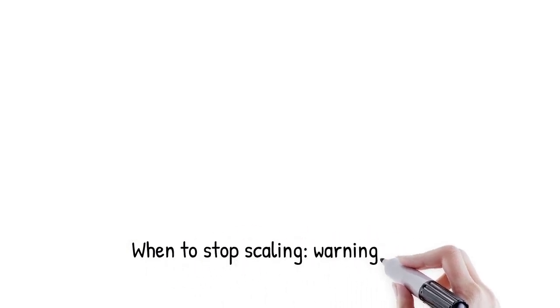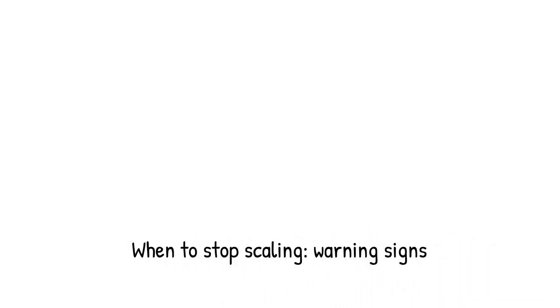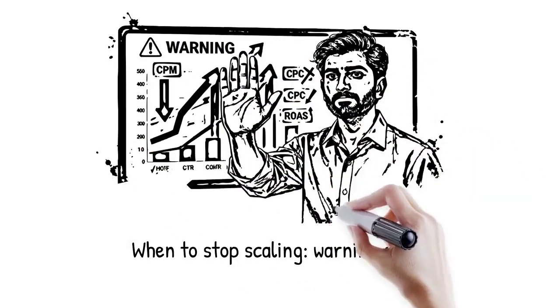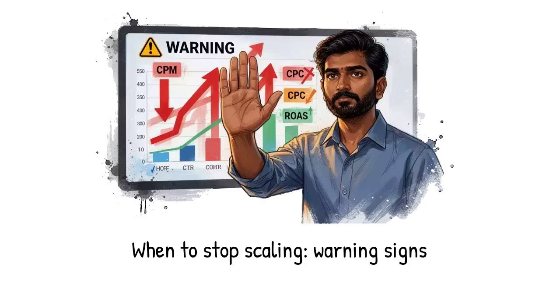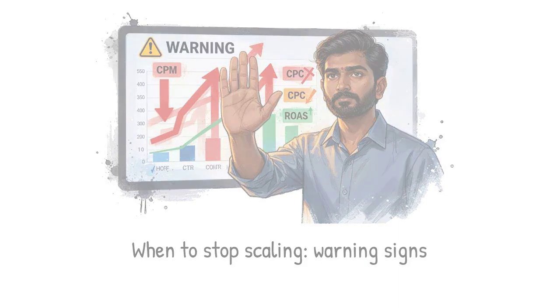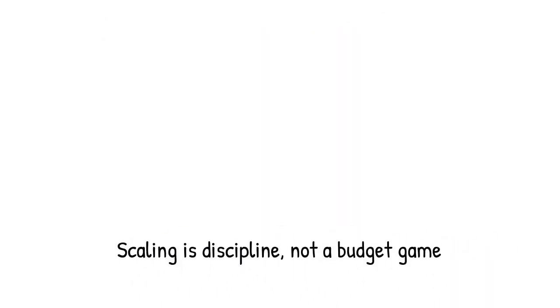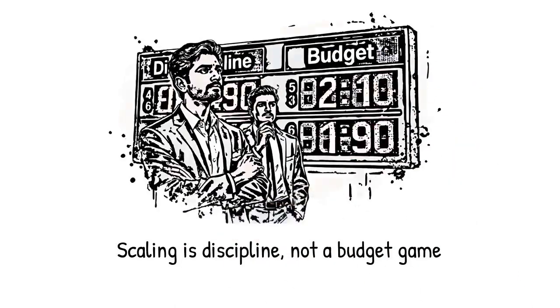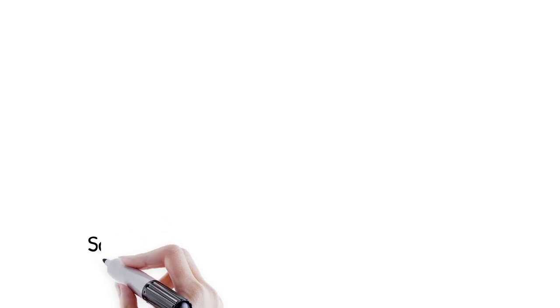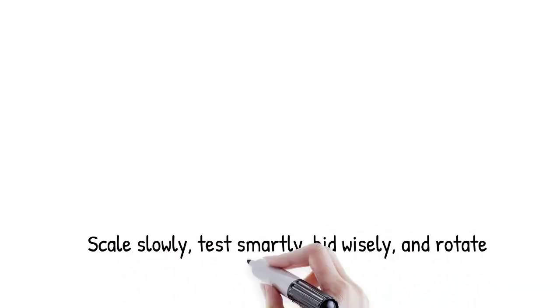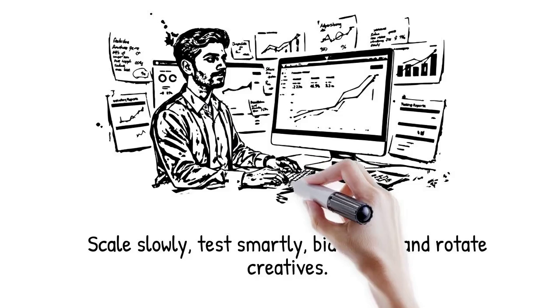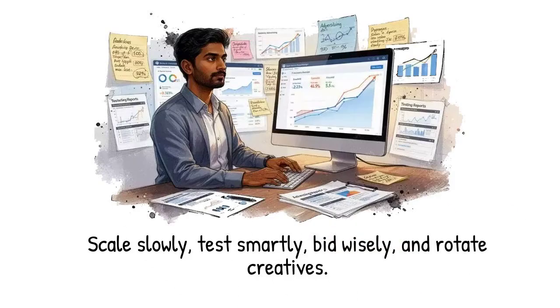7. When to stop scaling. Stop scaling when you see rising CPMs, falling CTR, increasing CPC, declining ROAS, frequency above 3 to 4, creative fatigue. Scaling is not about ego, it's about efficiency. The truth: scaling lookalike campaigns is not a budget game, it's a discipline game. When you scale slowly, test intelligently, bid strategically, and rotate creatives consistently, your lookalikes become a predictable growth engine. This is how brands scale from 10,000 rupees a day to 1 million rupees a day, not by spending recklessly, but by scaling scientifically.